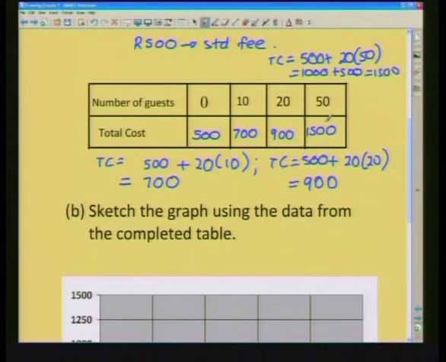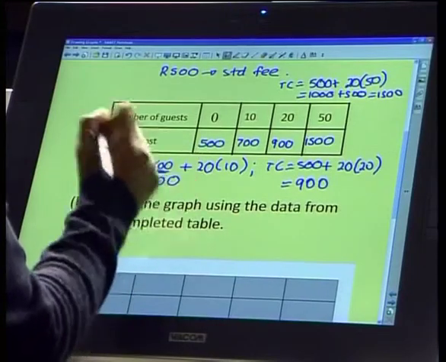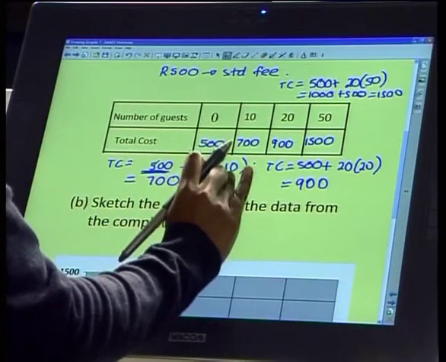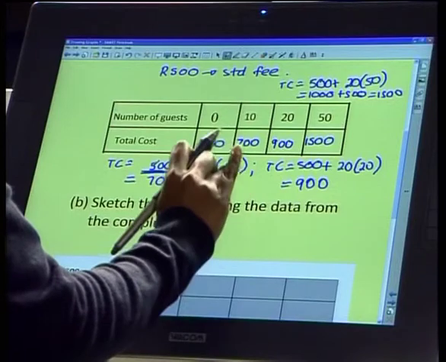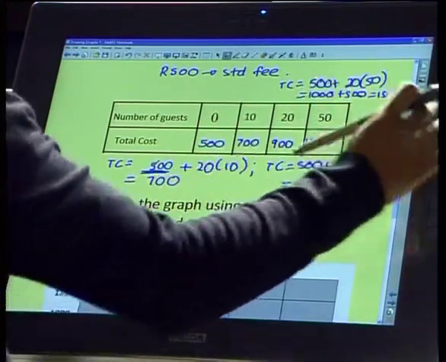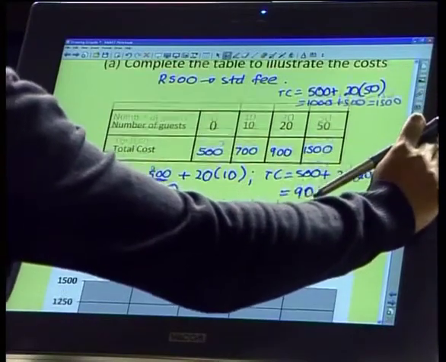Okay guys, so all we've done to work out the total cost is we've taken into account the standard fee that she has to pay, and we've now added that to the number of guests she's expecting, and we times that by 20, and that gave us the total amount that she will pay depending on the number of guests.